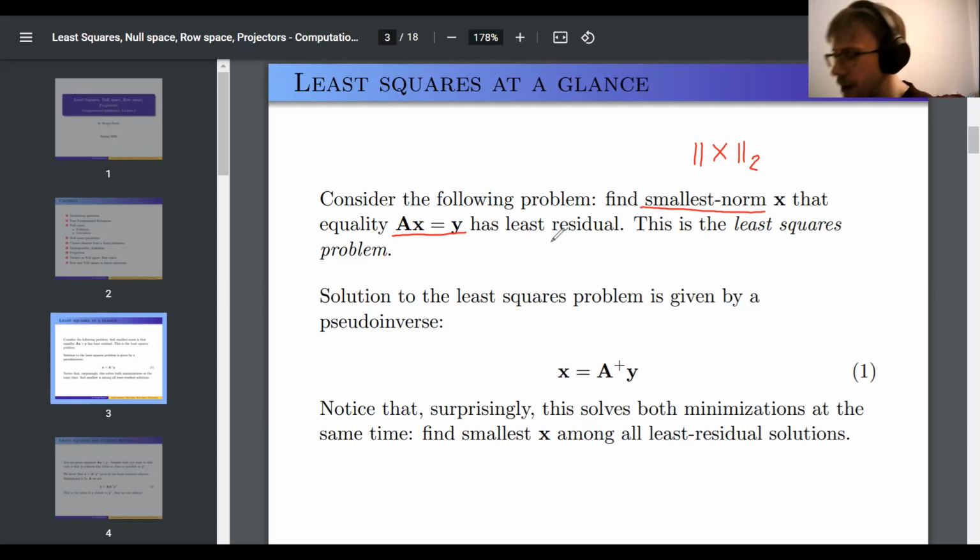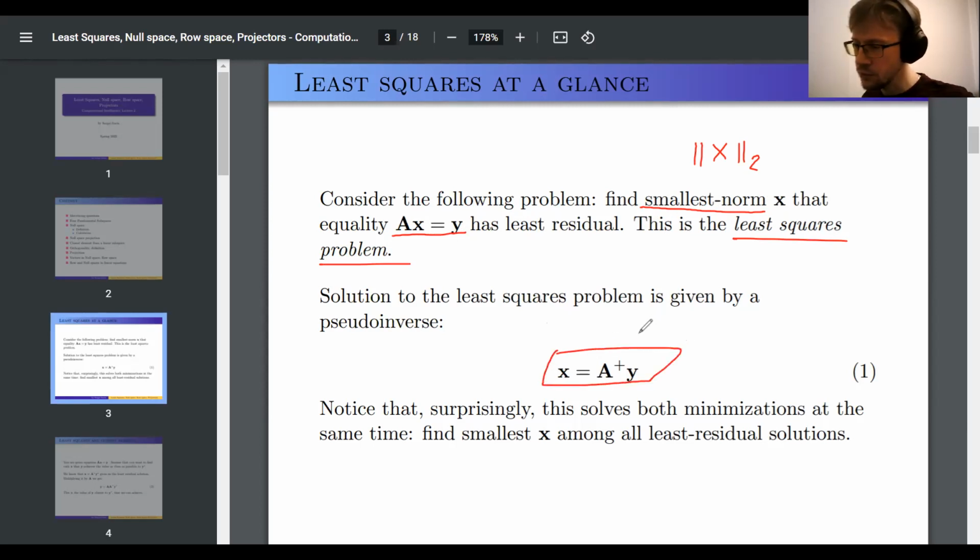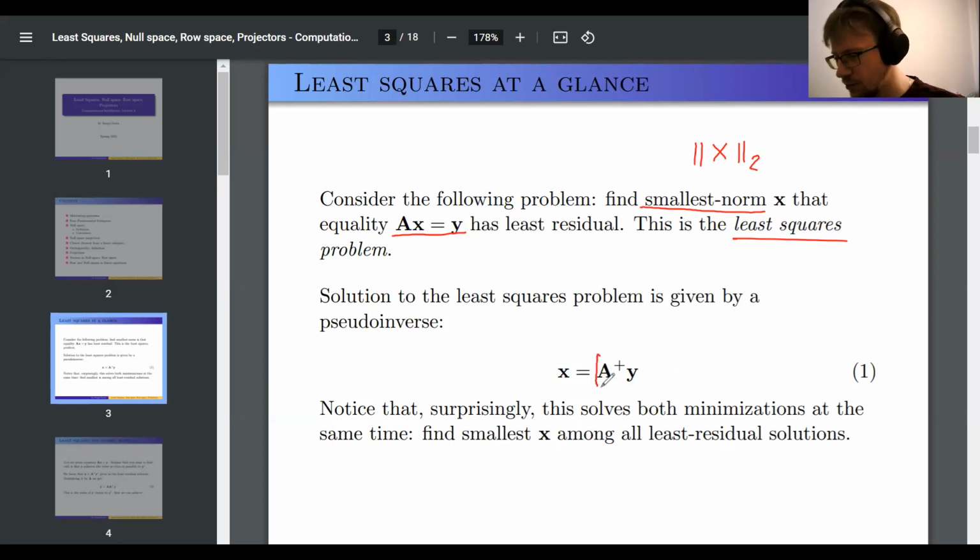So this is a problem. We call it the least squares problem. And it has a solution. A numeric solution if you want, or an exact solution, but here it is. What A plus means? That's what I'm going to discuss right now. This symbol here denotes a pseudo inverse.